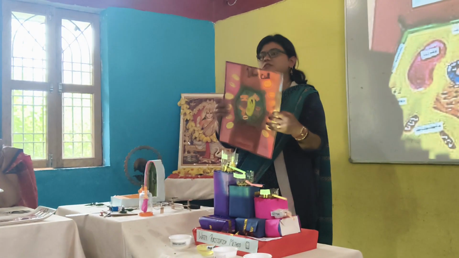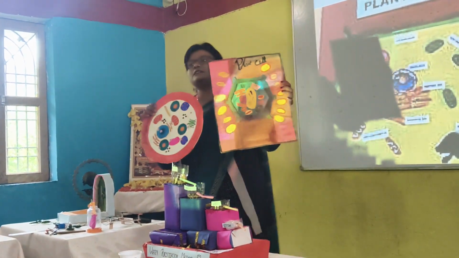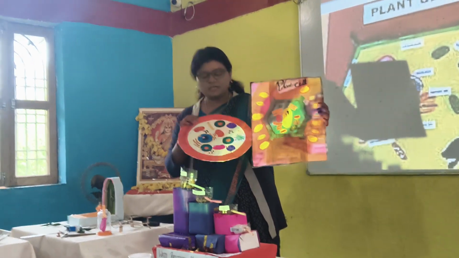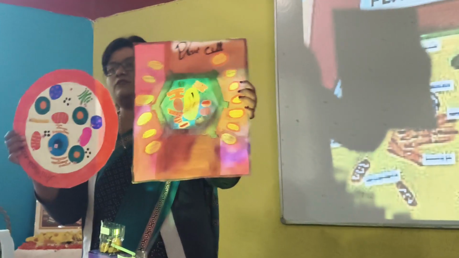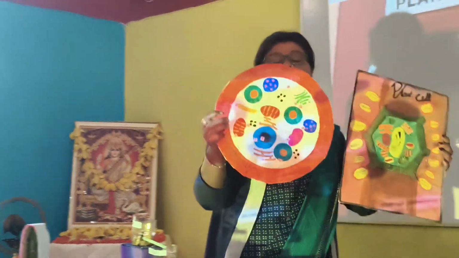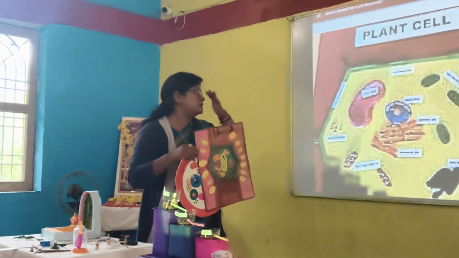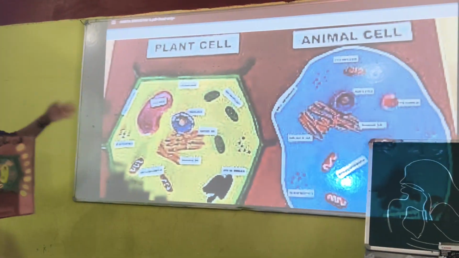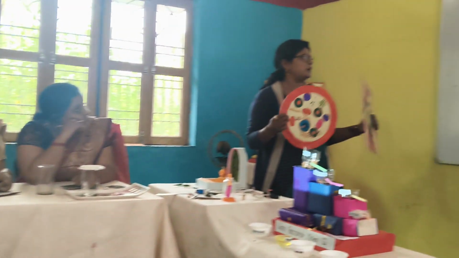Plant cell is from biology. The difference between a plant cell and an animal cell. The purpose of the plant cell and animal cell model is to teach the student how life works and how our cell works. Cell is the basic and fundamental unit of life. So this is a plant cell and this is an animal cell. The purpose of this TLM is to understand how life works.